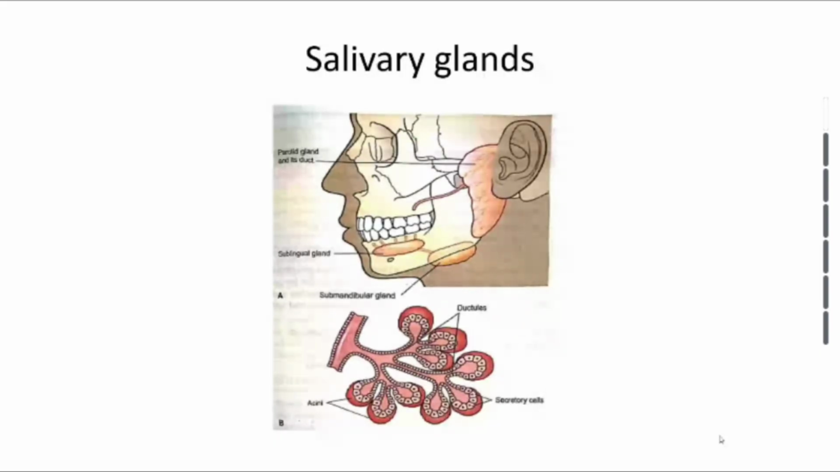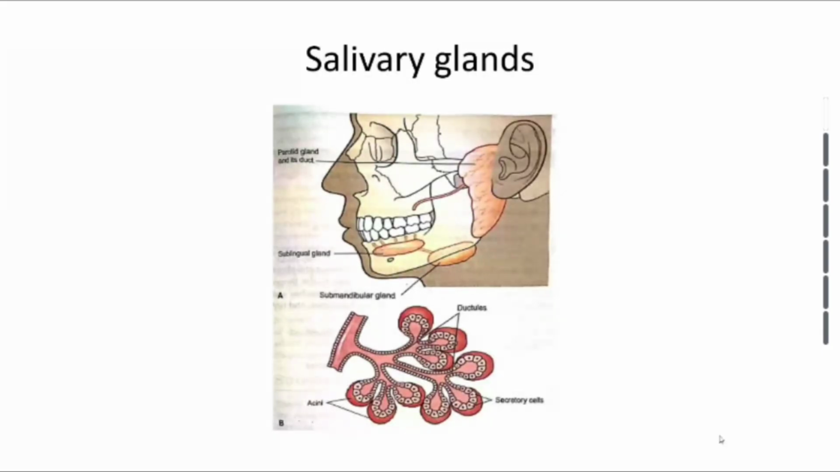And then there is the sublingual, sub meaning below, just below the tongue. There is a gland there called the sublingual gland. And then there is also the submandibular gland. Those are the major ones. And all of them have ducts that connect into the mouth to release the saliva.